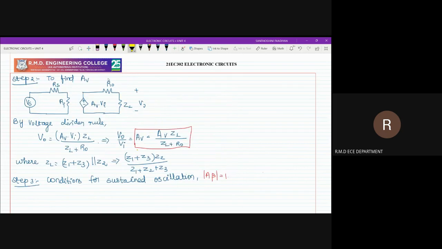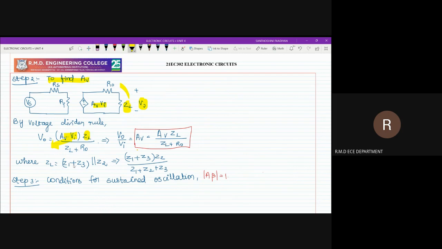Then the second step is to find A. Draw the voltage amplifier feedback diagram as usual. Applying the voltage divider rule, V0 equals the total voltage AV times VI, times the corresponding impedance ZL divided by ZL plus R0. Bringing VI to the other side, V0 by VI, which we know is AV, equals AV into ZL divided by ZL plus R0.